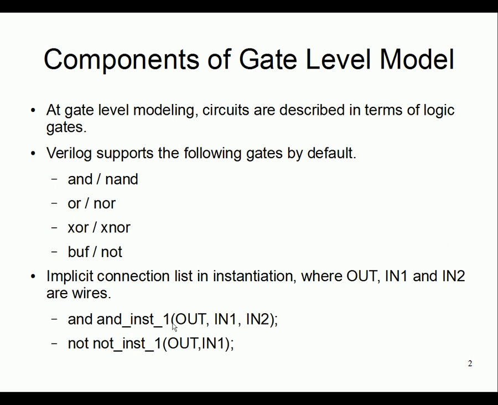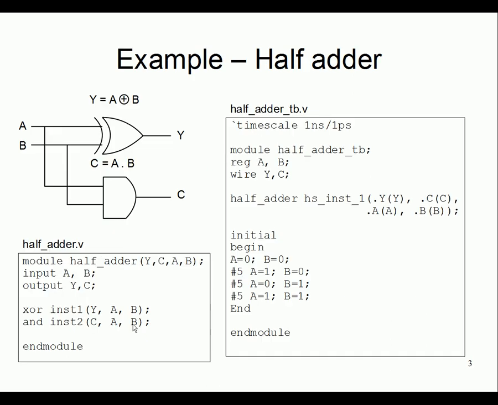But apart from that, it is almost like instantiation of a module, like we write in the behavioral model. We have written such connections already. It's similar to that. The differences are that we need to do an implicit connection, and we can increase the list of inputs for the multi-input gates. Okay, now let's do an example.